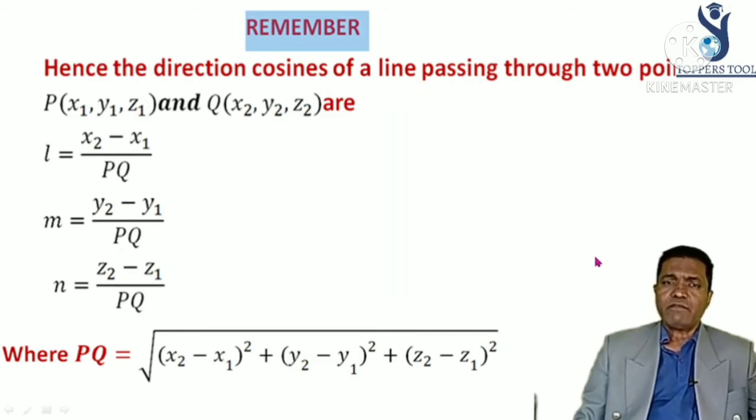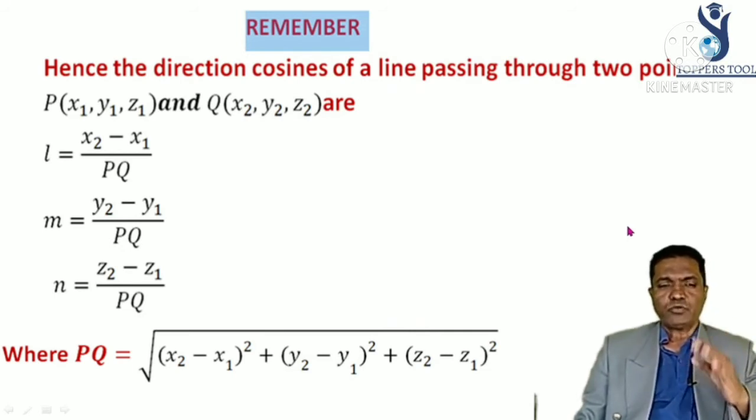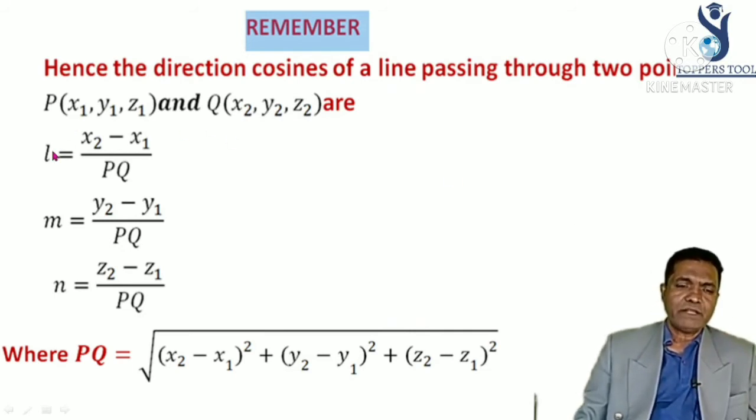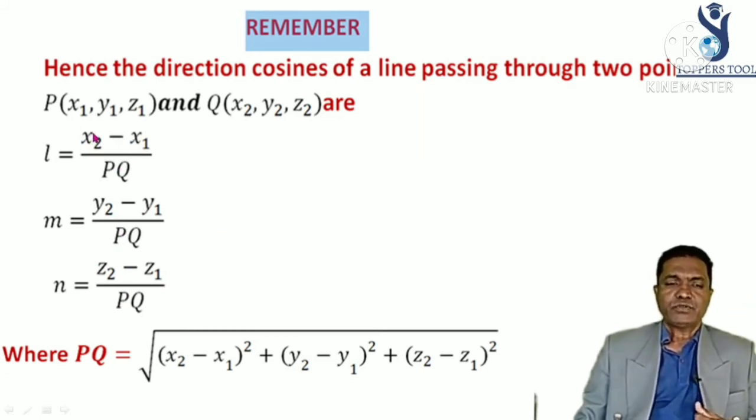Now you may have a question: what are the direction ratios of the line joining two points? Very simple, here only. Look at this: x2 minus x1, y2 minus y1 and z2 minus z1. They are real numbers. They are the coordinates, meaning subtraction of coordinates gives you one more real number. So these are proportional to l, m, n. So definitely you can call x2 minus x1, y2 minus y1, z2 minus z1 the direction ratios.